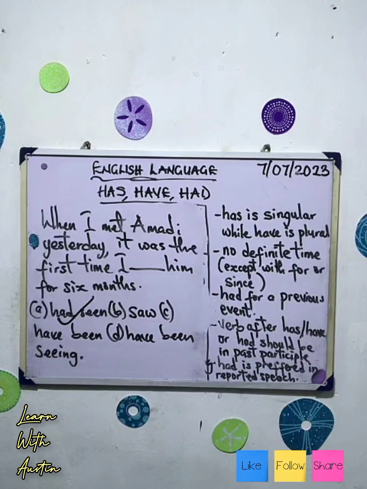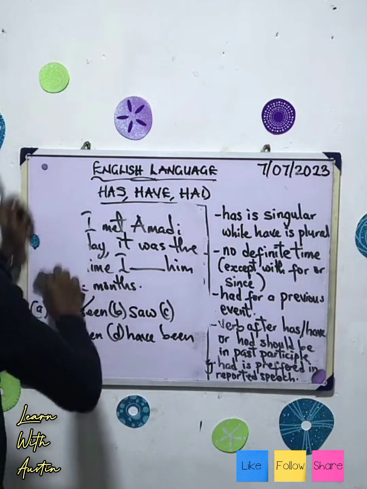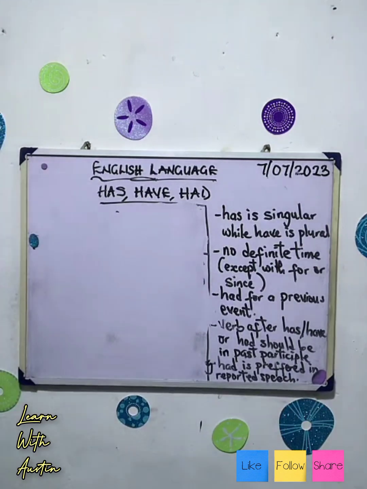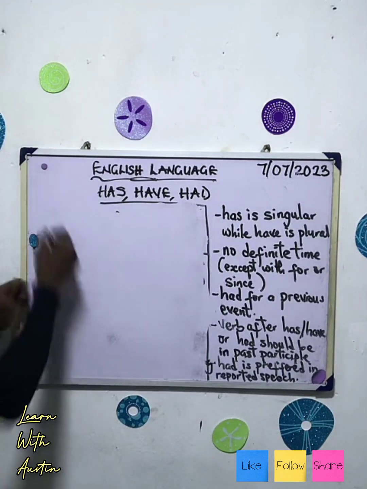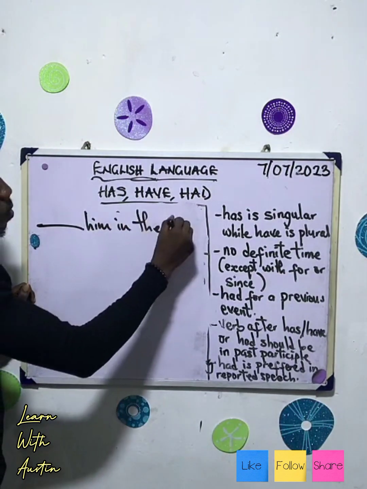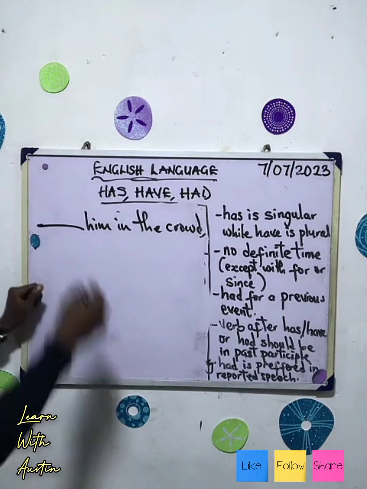Maybe two more and then we quit. Good, this one. This one says, if I saw him in a crowd, I would have told you at once.